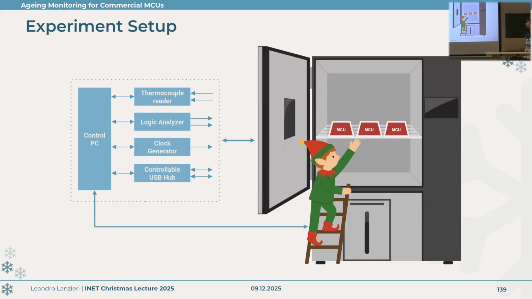So the setup looks more like this. We have a little ELF that is helping here with setting all the microcontrollers in the environmental chamber that will take the microcontrollers from room temperature to 80 degrees. And then we have some control computer that is connected to the chamber, to the ELF, to the USB clock generator, logic analyzer to measure the time of execution of the payload, and some thermocouple reader to actually measure the temperature on each of the devices.